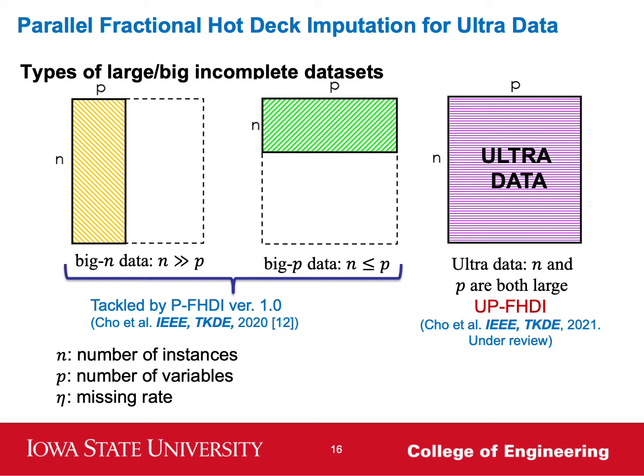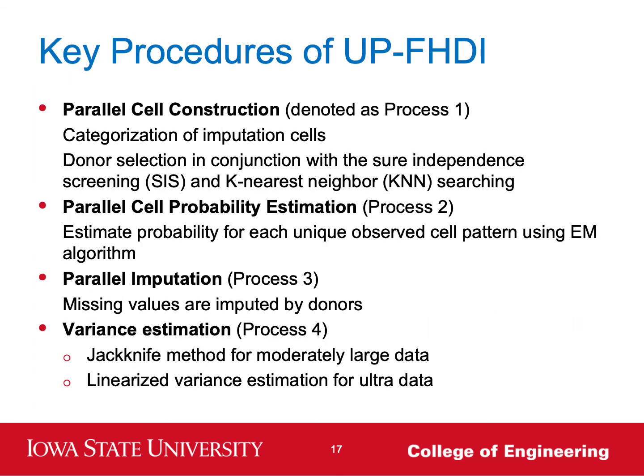So we tackled one by one: big N data with large instances, or big P data, very high dimensional data. But now we call it ultra data. Ultra data is concurrently big N, big P data. This year we were able to tackle this kind of data set using so-called UPFHDI. There are 4 key steps.